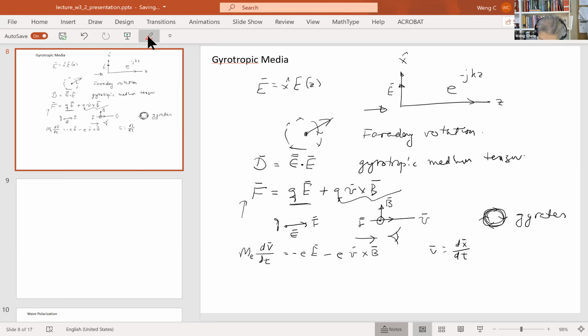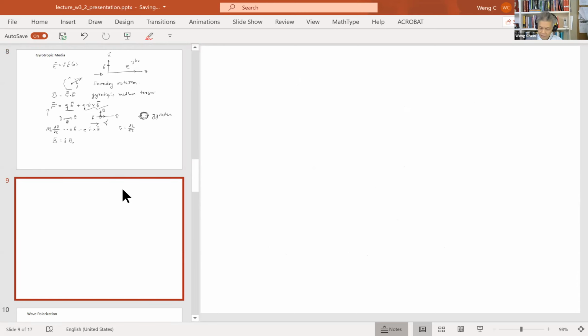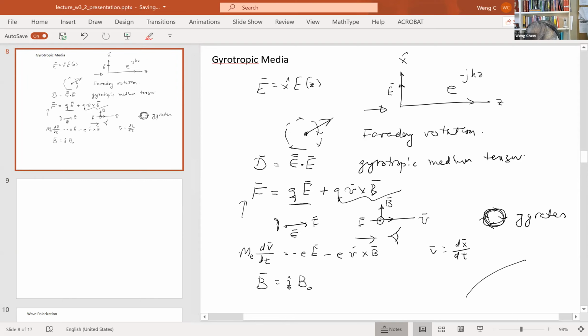So let's assume that the problem is simple, so that the B field is a static magnetic field pointing in the Z direction. Okay, the B field is very simple. And such a medium, where the B field is pointing in the Z direction, actually occurs in the ionosphere. If you have the Earth's magnetic field, let me draw here so as to not use too much space, the Earth's magnetic field goes around like this. So there would be quite a bit of Earth's magnetic field around. And this Earth's magnetic field transforms the ionosphere medium into a gyrotropic medium. Okay, and let's see how that happens.